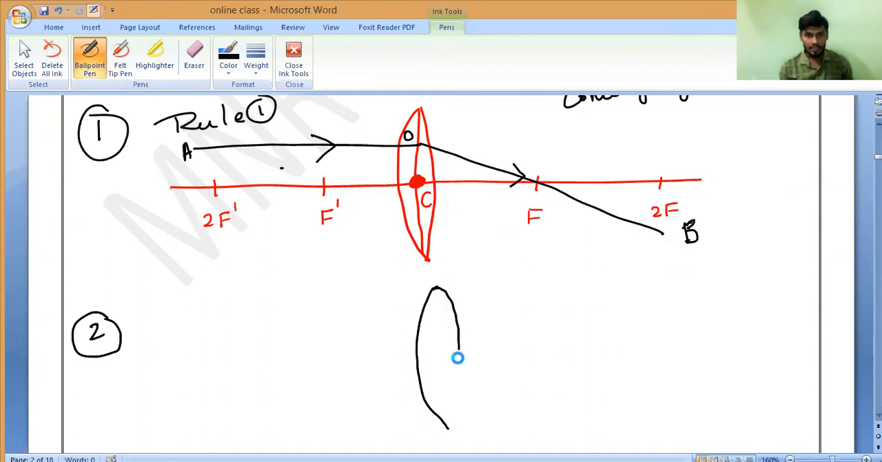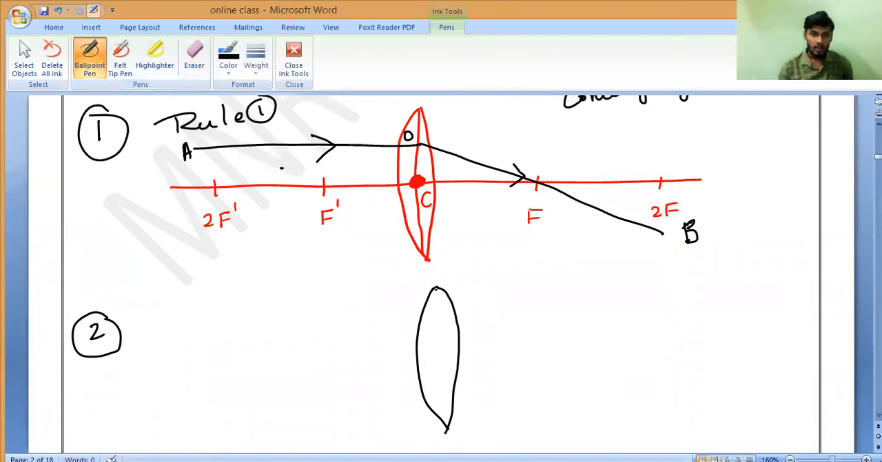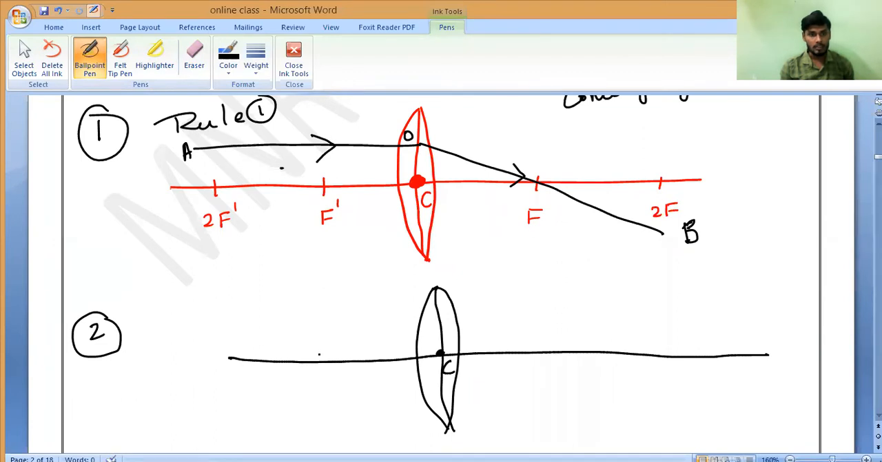All of you observe carefully. Find the midpoint. That midpoint is called the optical center C. Try to draw, all of you. This is the principal axis. Now mark F dash and 2F dash, and the next ones, F and 2F.